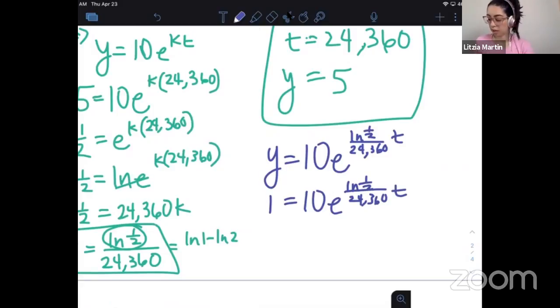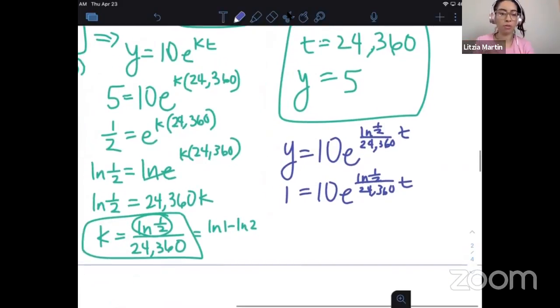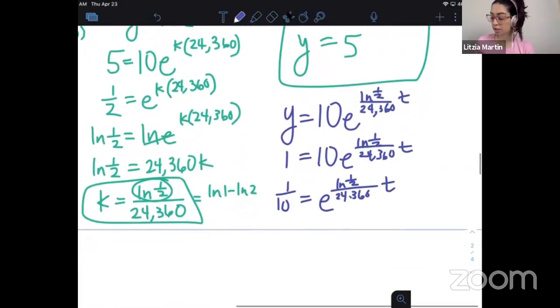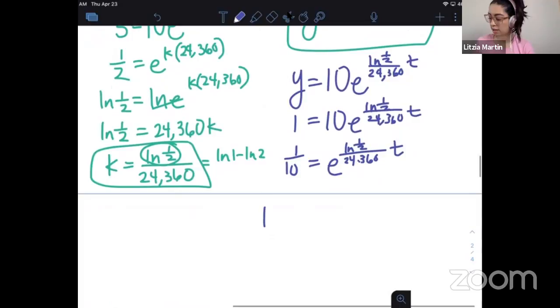So kind of the same process that we used to solve for k. We're going to have to first divide by 10. So we get 1/10 is equal to e to the ln 1/2 over 24,360 times t. We need to take the ln of both sides. So we have ln 1/10.